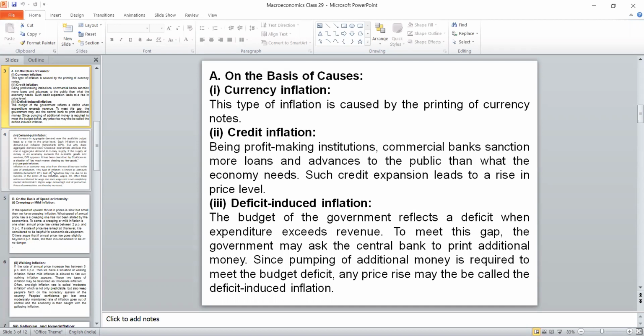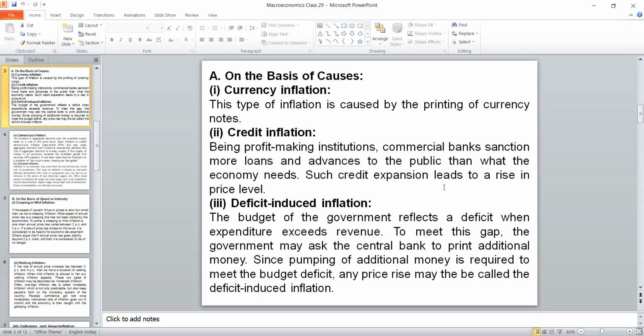Then one more cause is called credit inflation. Being profit-making institutions, commercial banks, industrial banks or non-banking financial institutions will lend more loans and advances to the public. Because of that, too much money will chase too few goods. This kind of inflation, we call credit inflation. That is, financial institutions lend more money or advance more loans, and the public keeps on borrowing more. Because of this greater circulation of money, there will be inflation.